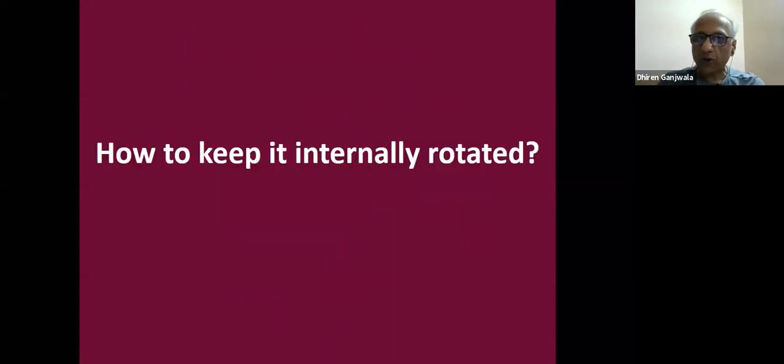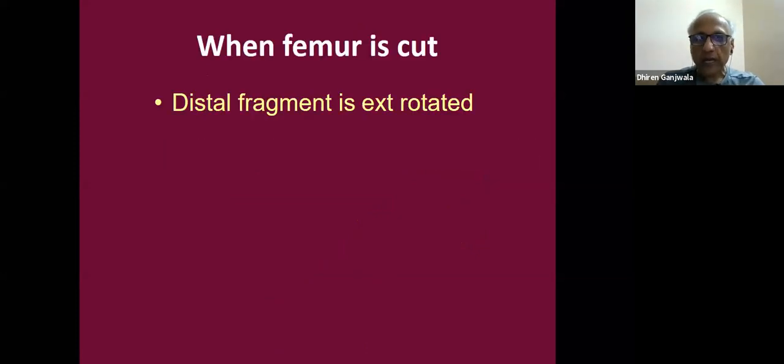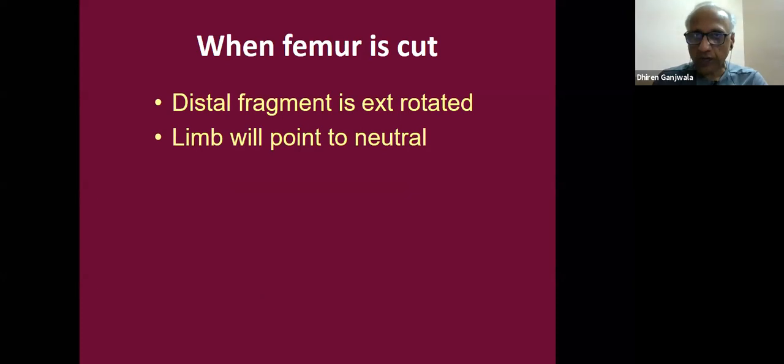One option is that the child can constantly walk keeping the hip internally rotated, but that's not possible all the time. So then the idea is that when we are cutting the femur for the varus osteotomy, we externally rotate the distal fragment. So when we rotate the distal fragment externally, what will happen? The limb or the foot which was pointing inwards when the proximal femur was internally rotated will now point straight. So when the person is walking, the foot will be in a neutral position, the knee will be in a neutral position, but the proximal fragment will be internally rotated.